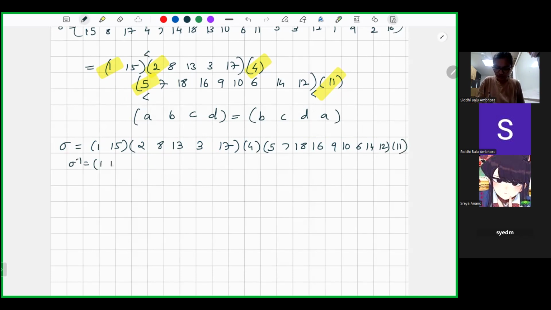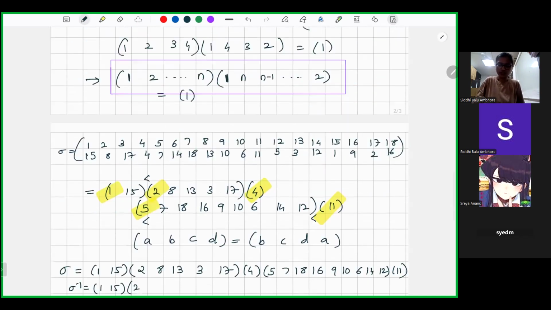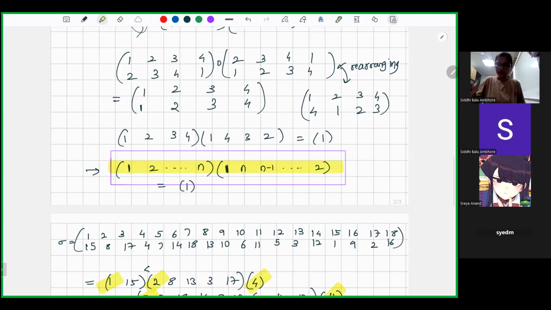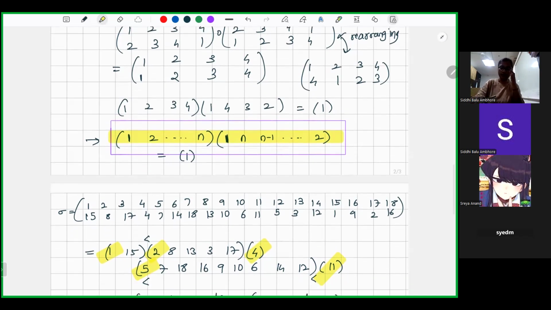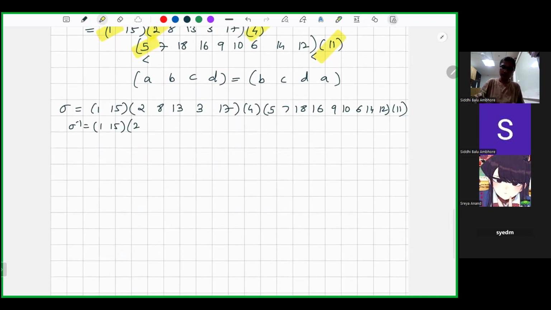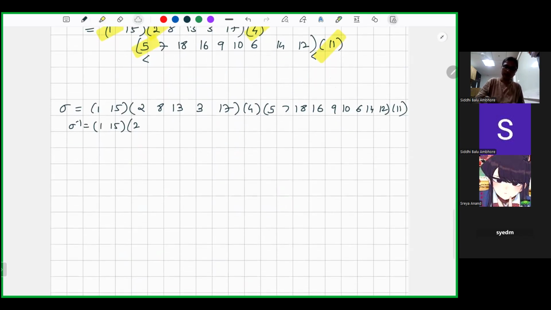So sigma inverse will be (1 15), the inverse of the transposition. And now I will use this one. It is the cycle 1 up to n, and its inverse is (1 n, n minus 1, up to 2). So in general form, if I have this cycle (a1 to an), then its inverse is a1 as it is, then an, an minus 1, up to a2. So this is the inverse of the cycle.